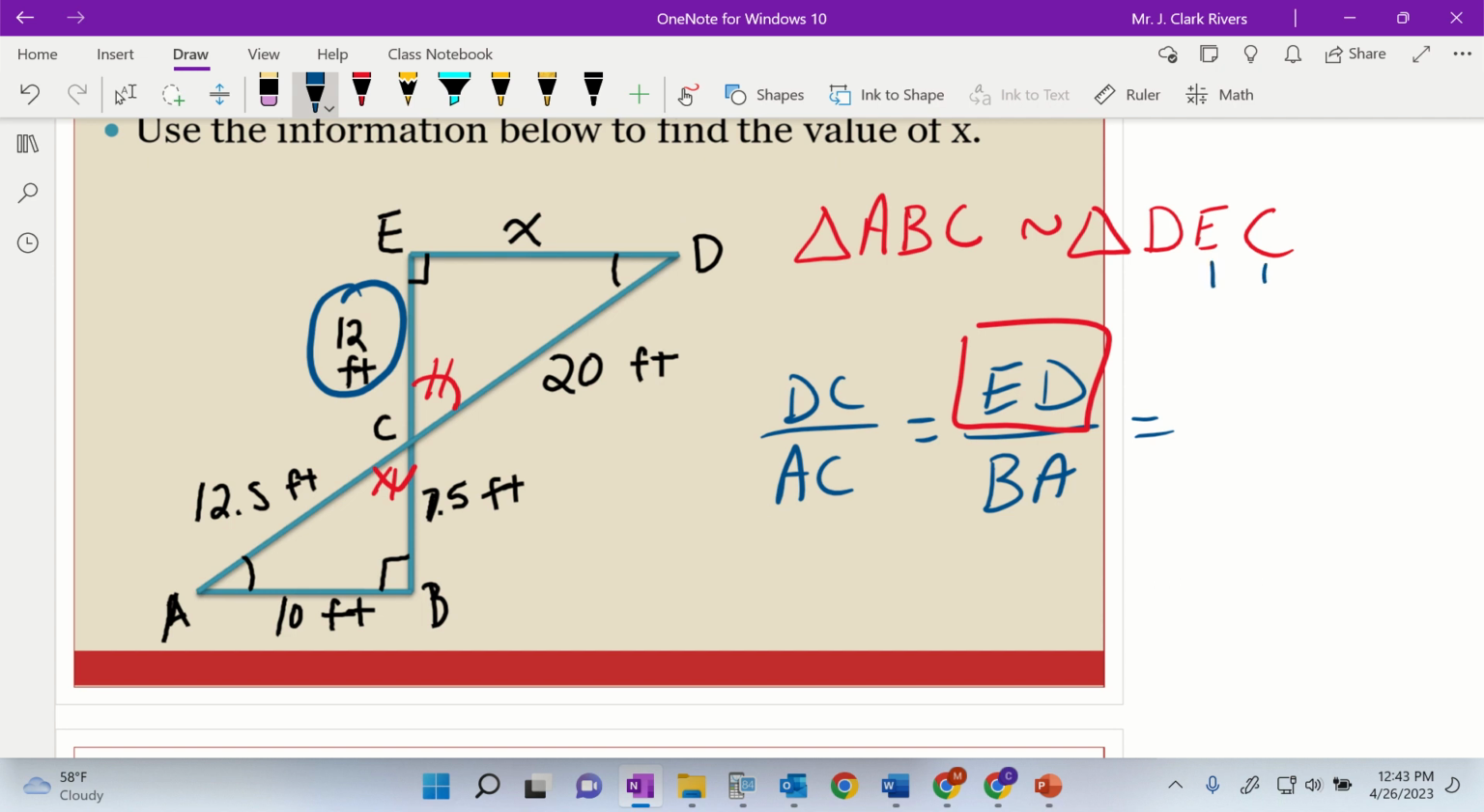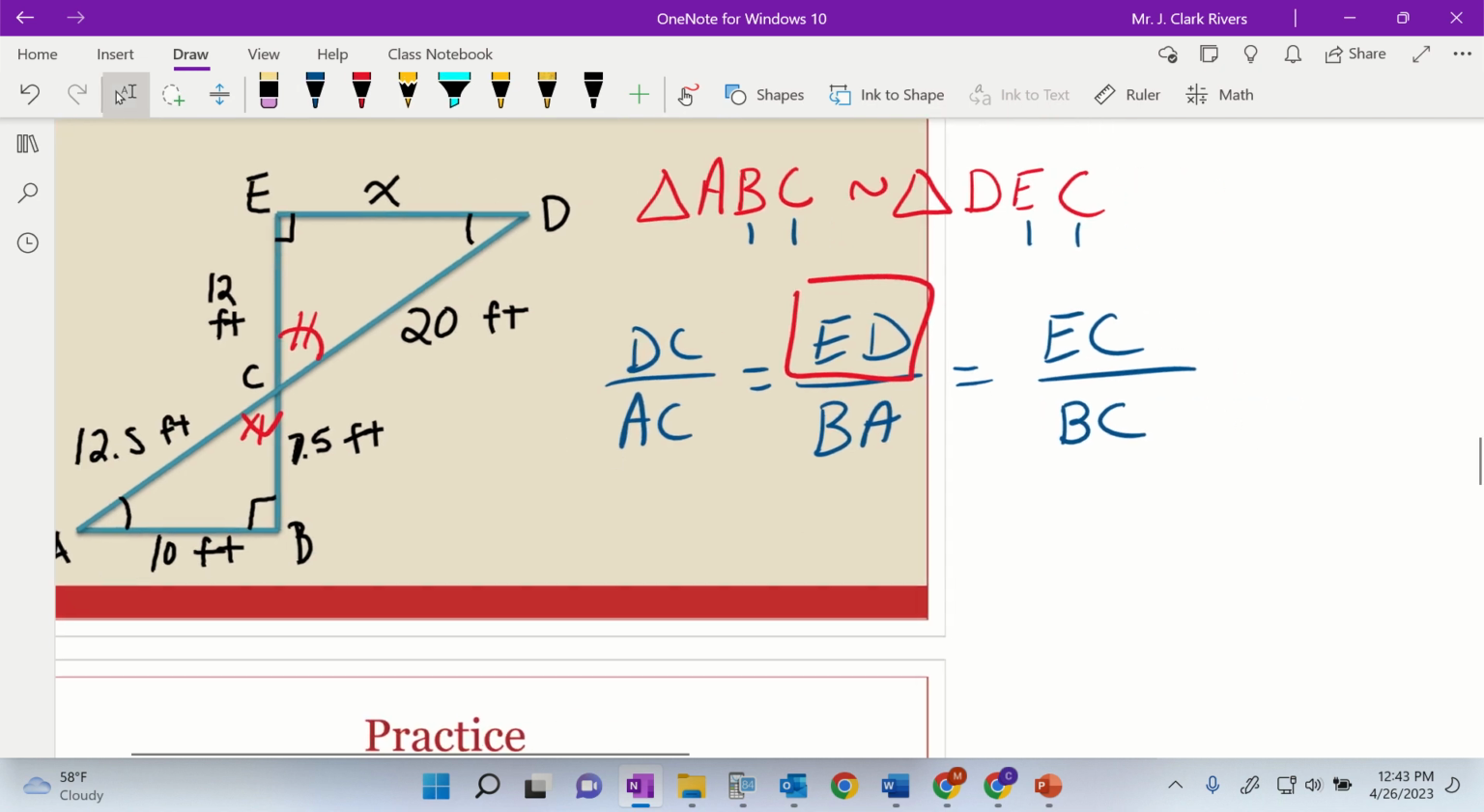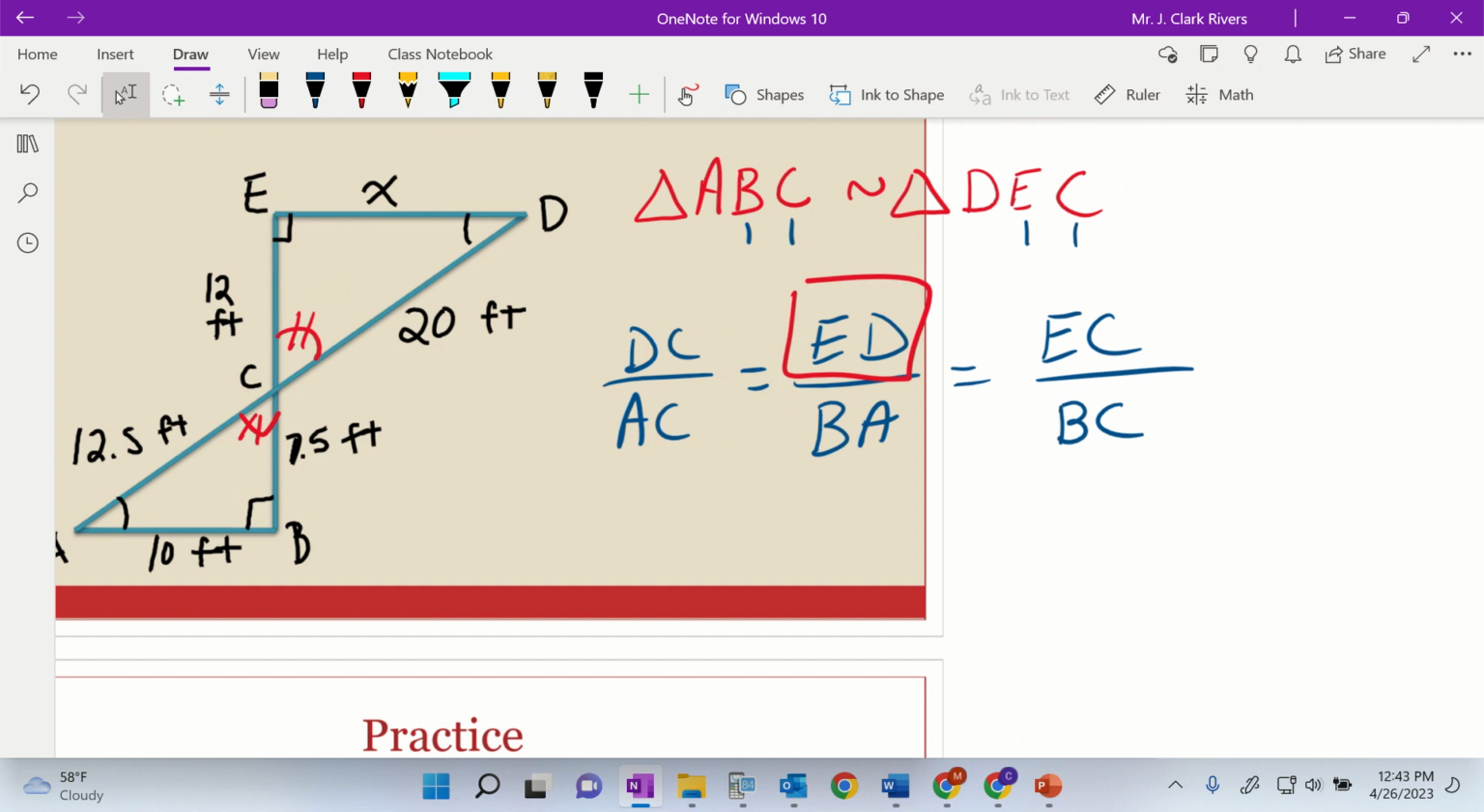Where is EC? It is second and third. EC, second and third. What does EC correspond to? BC, which is also second and third. So EC and BC, they are corresponding to each other. Second and third corresponds to second and third. Now, the key here, as we talked about, is ED. Everything that I'm interested in is ED because that's my missing side of X.